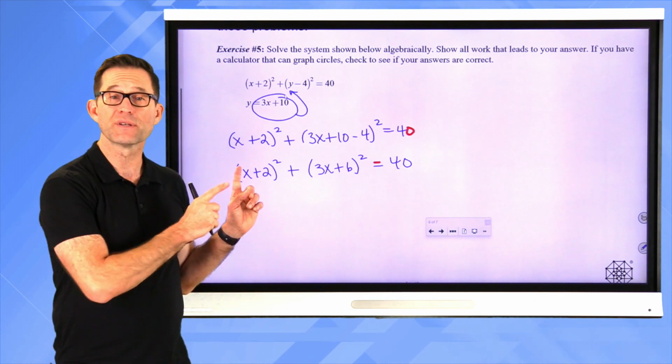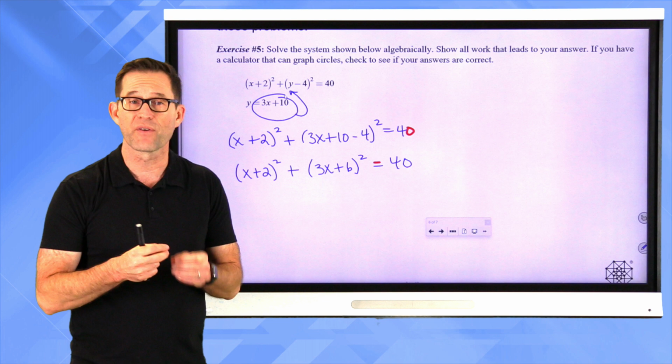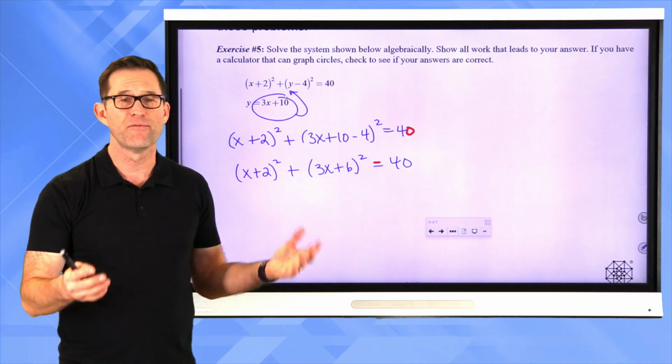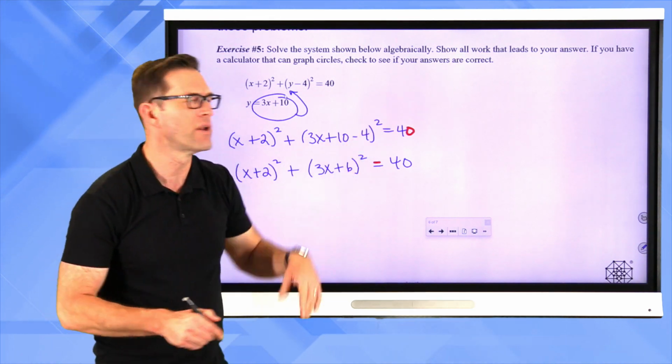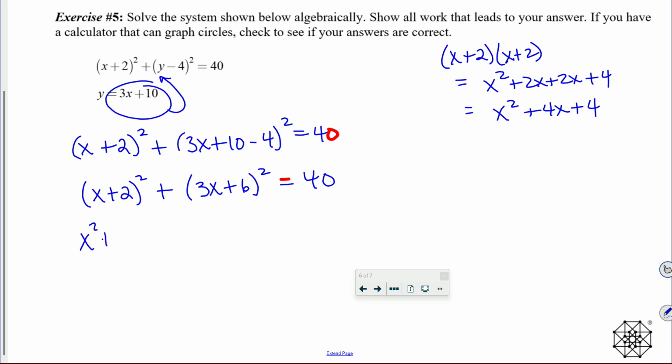Now, I need to expand both x plus 2 squared and 3x plus 6 squared. I've got to manipulate those and figure out what they are. I'll just do that right over here. So maybe over here I do x plus 2 times x plus 2. I do a little foiling, and that's x squared plus 2x plus 2x plus 4, and that gives me x squared plus 4x plus 4. So that's what this one is, x squared plus 4x plus 4.